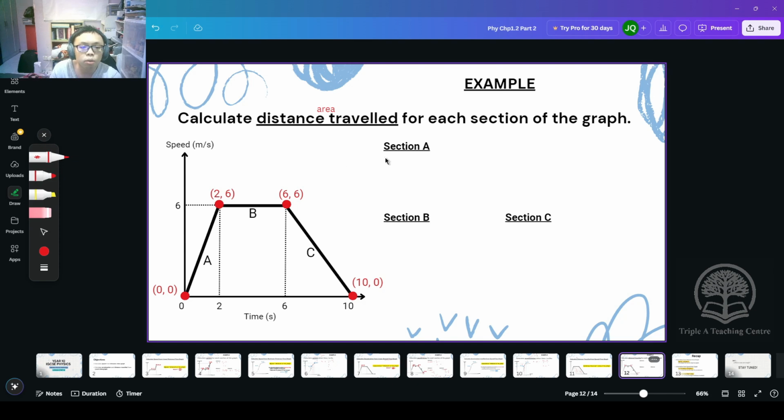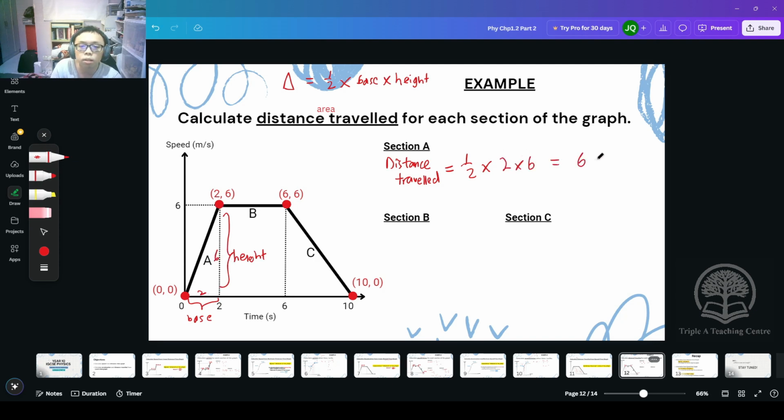Alright, so for section A, we do it together. For section A, the distance travelled is the area. So recall, what is the formula for a triangle? For a triangle, it is half times the base, meaning the bottom here, times the height. This is the height, this is the base. So the distance travelled is this triangle for section A, so it's half times base. What is the base? 2 minus 0 is 2. The height in this case is 6. So you get the answer, 6 meter.